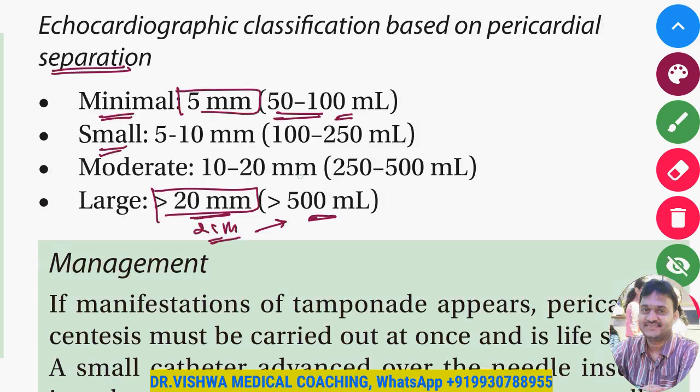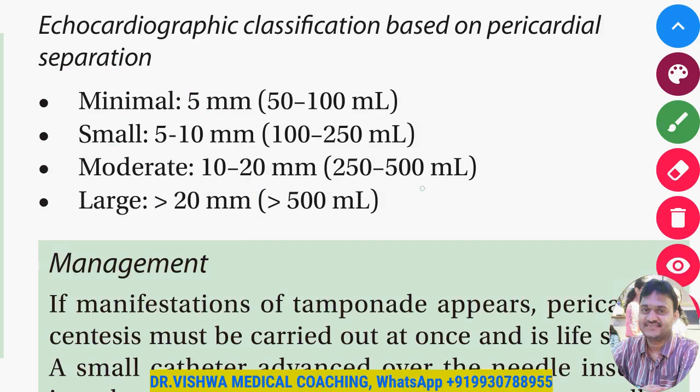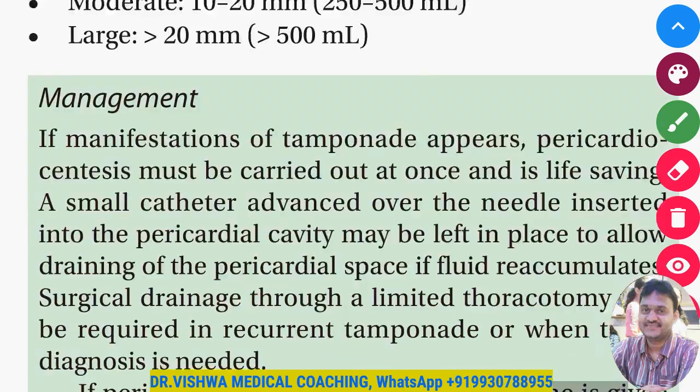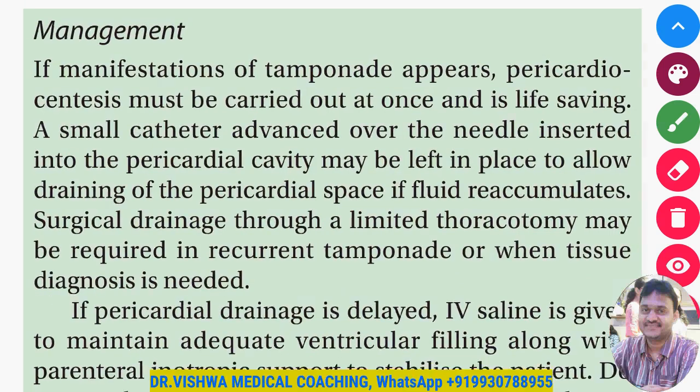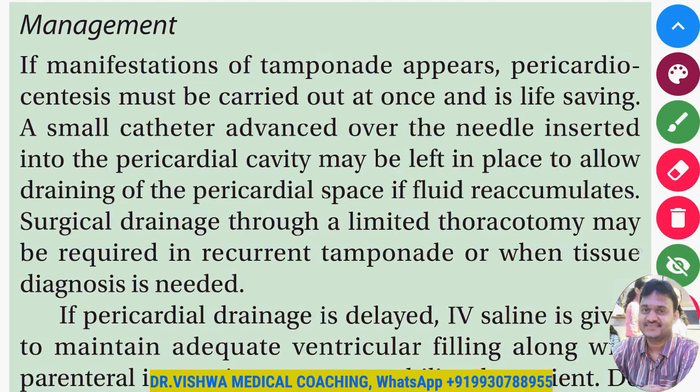More than 500 ml, up to 2 liters, can collect, but of course the patient will not survive by that time because the patient will have extremely reduced cardiac output. The patient will go into cardiogenic shock. What will we do? There is no medical treatment for this. We can just aspirate it. Pericardiocentesis, as it is called, must be carried out at once, as soon as possible.